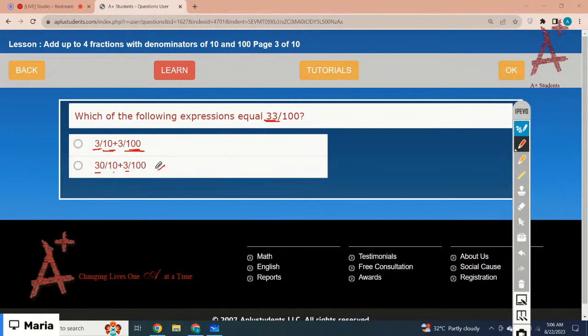No, this isn't the correct option, right? You already have 30 here. 30 plus 3 is 33, but their denominators are different. You can't simply add their numerators, right?